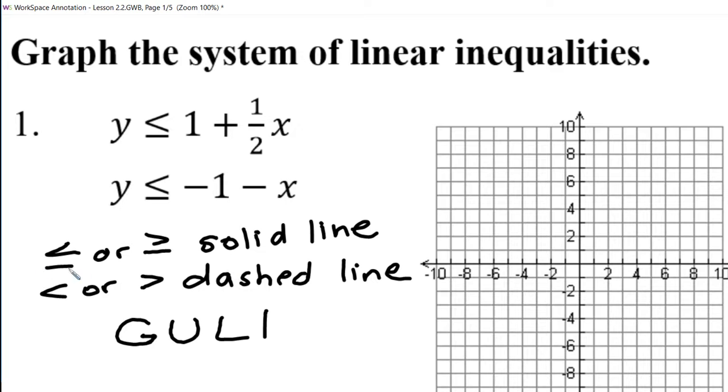Each letter represents something. G stands for greater than. In the problem, if it's a greater than or greater than or equal to, you're going to shade up above the line. If it's a less than or a less than or equal to, you shade down. So greater than, shade up. Less than, shade down. Those are the two things you'll need to memorize for our test next week.